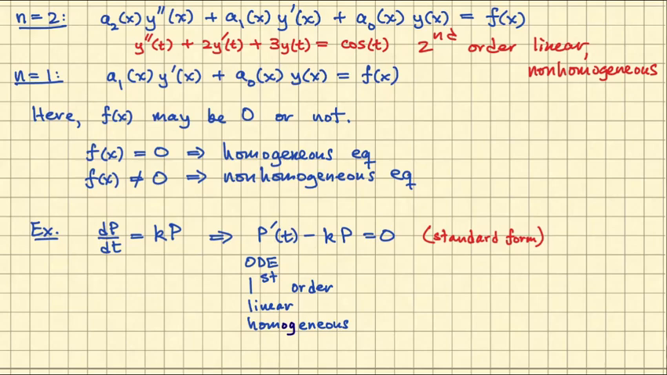Because it matches the template, and the highest derivative that appears is a first derivative, this is a first order equation. It's an ODE. It's linear because it matches the template, but the forcing function here is 0, so this is a homogeneous equation. So it's a first order linear homogeneous equation. These are going to matter because the way we attack solving the differential equation depends on the category of equation that it is.